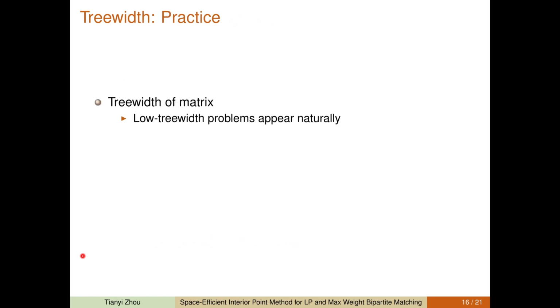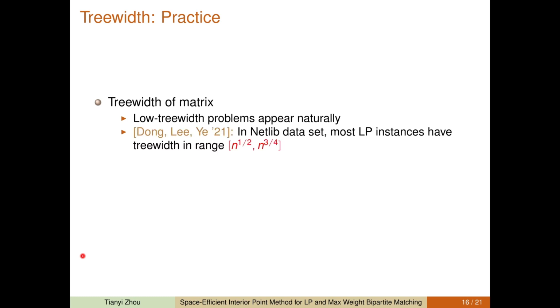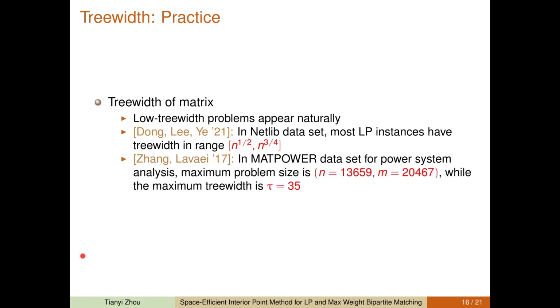And so the small treewidth property appears naturally. In the NetLib dataset, most linear program instances only have treewidth in the range from n to the power of 1/2 to n to the power of 3/4. In addition, in the MATPOWER dataset, where the problem size is larger than 10,000, the maximum treewidth is only 35.